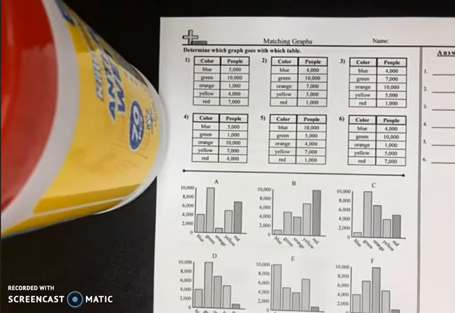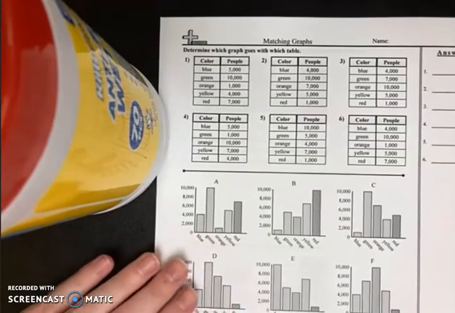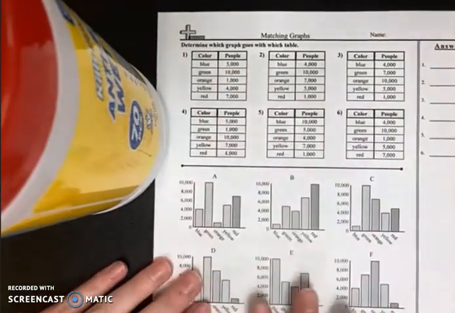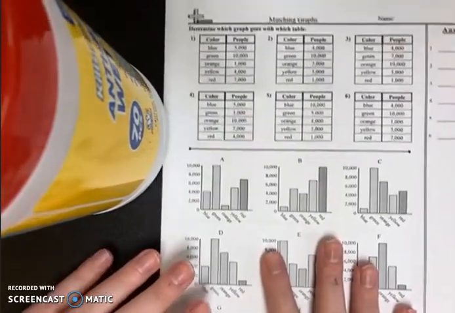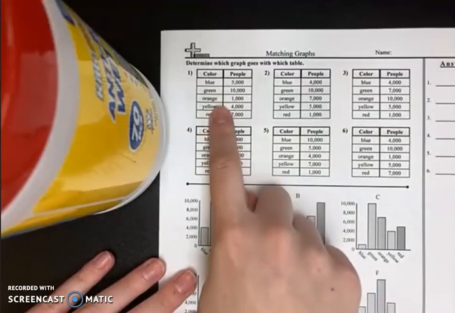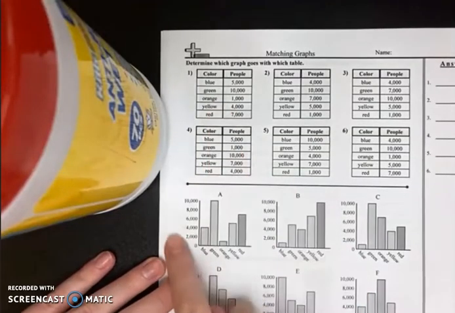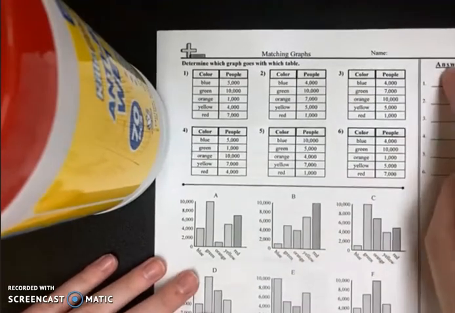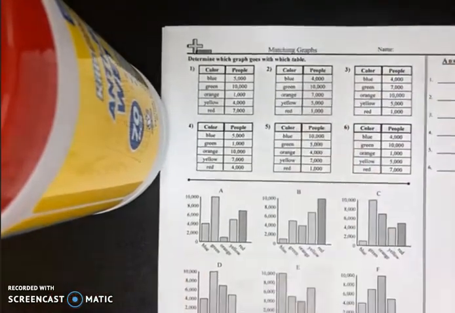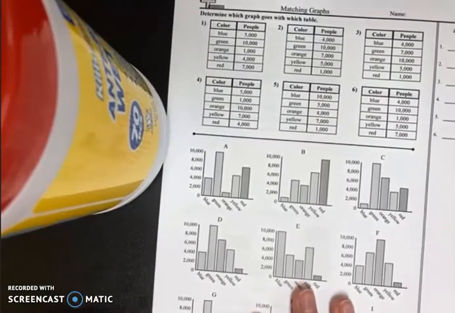On this next page, all you're doing is you are using the tables and you're matching them to the correct graph. Okay? So you're going to match a table to one of these graphs, cross it off when you use it, put your answer, and then take a look at the next one. So it's just a matching page.